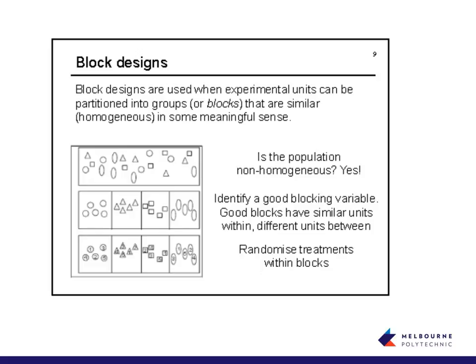So an observational study would be dividing up the experimental units into blocks and then observing a variable. An experimental study would be dividing up our experimental units into blocks and then applying treatments randomly to experimental units within each block.